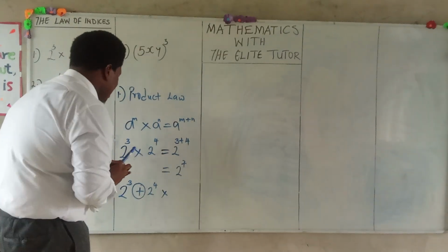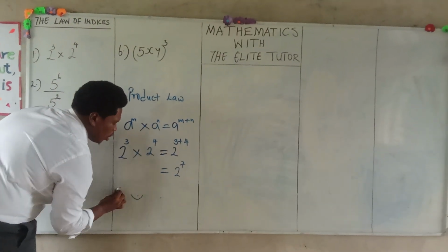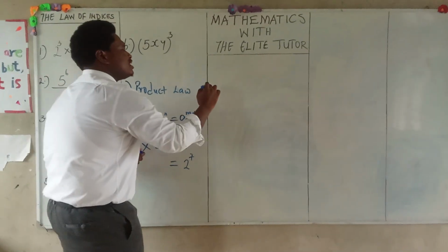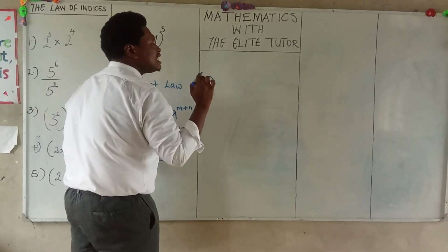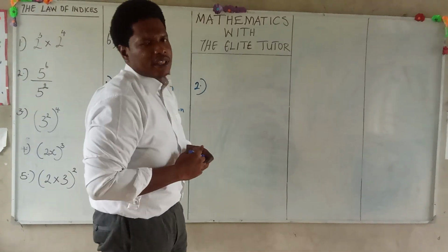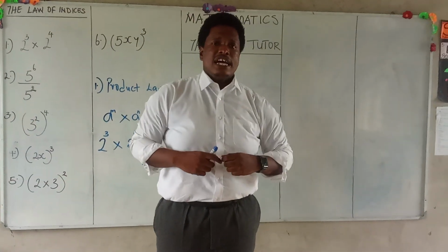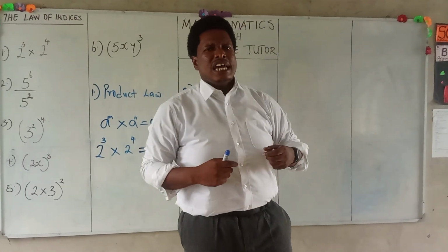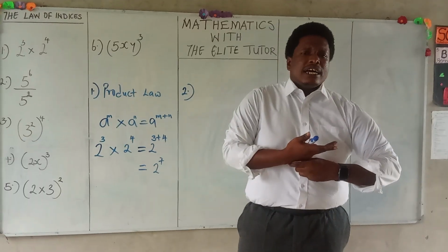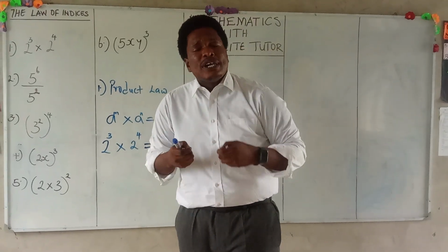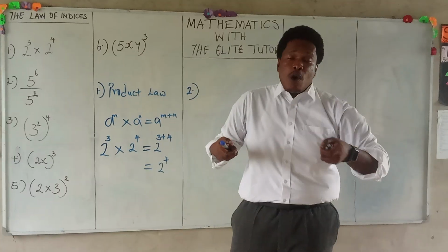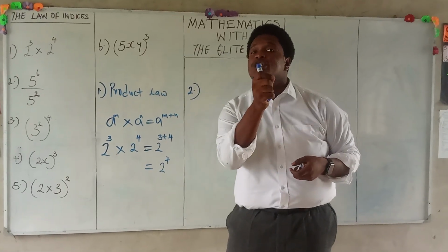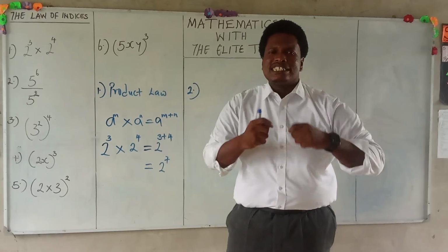Alright? So let's look at the next law. The next law we are looking at is the quotient law. The quotient law, which is also known as the law of division, states that when they have the same base, we go ahead to subtract their powers. When we have the same base and they are dividing, that's why it's called the law of division, we can go ahead to subtract their powers.